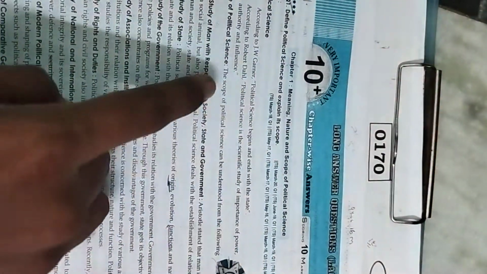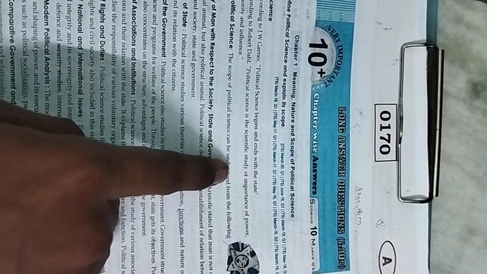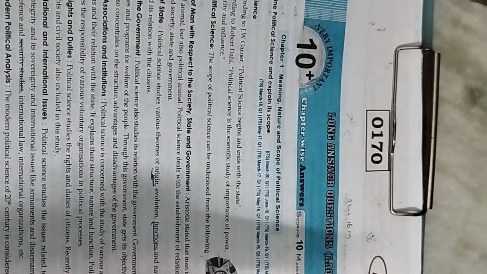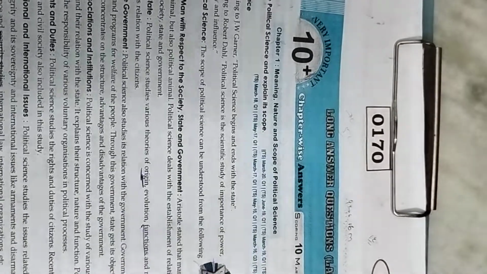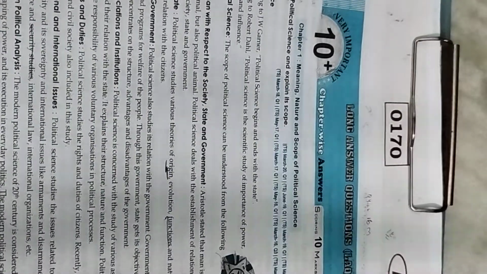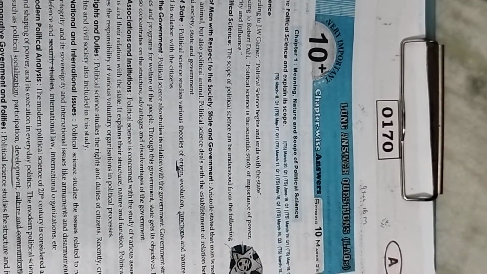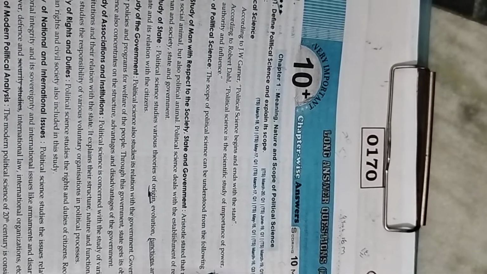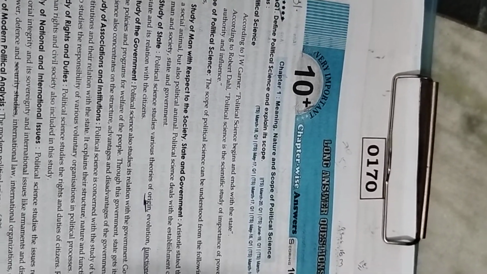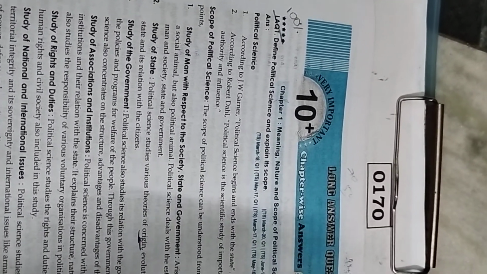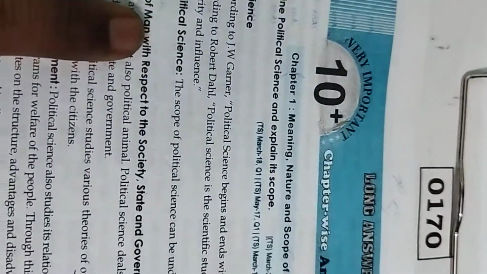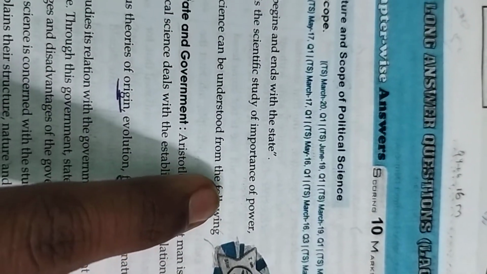Next, according to Robert Dahl, political science is the scientific study of the importance of power, authority and influence. He says that political science is a scientific study. It is a type of study. Political science is a type of study of what? Importance of power, influence and authority. Again I am repeating, it is a study of the importance of power, authority and influence.